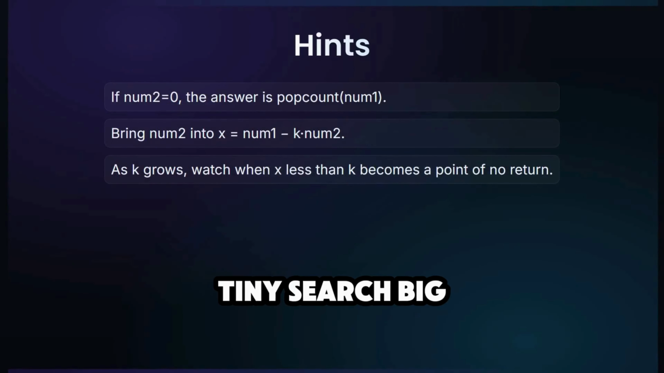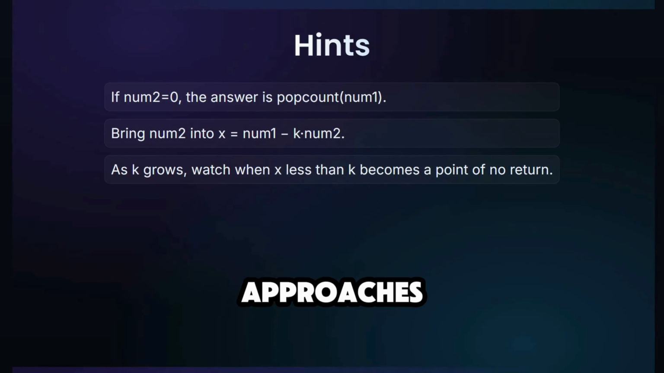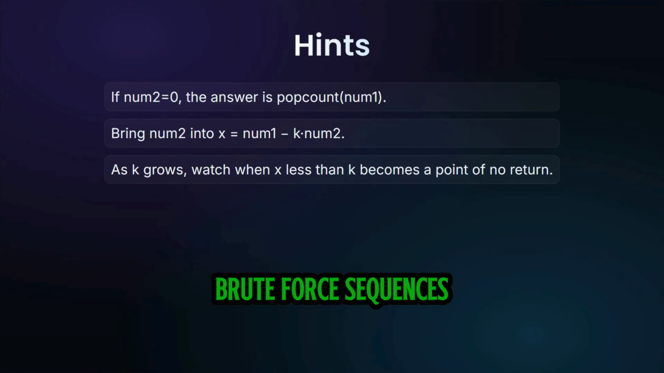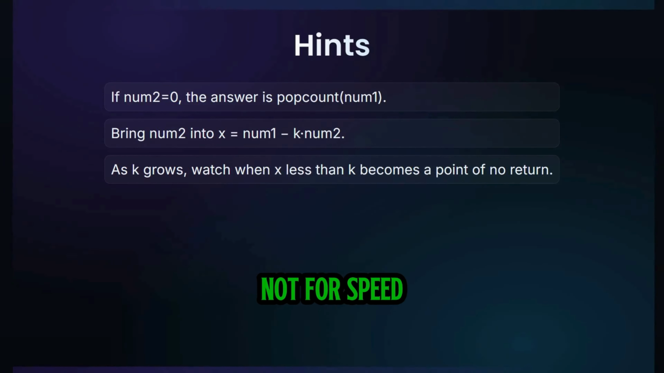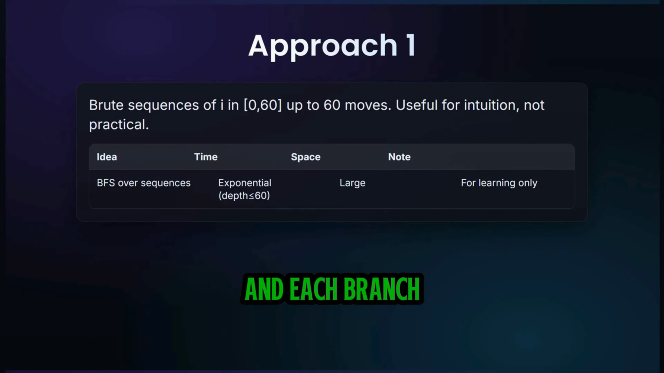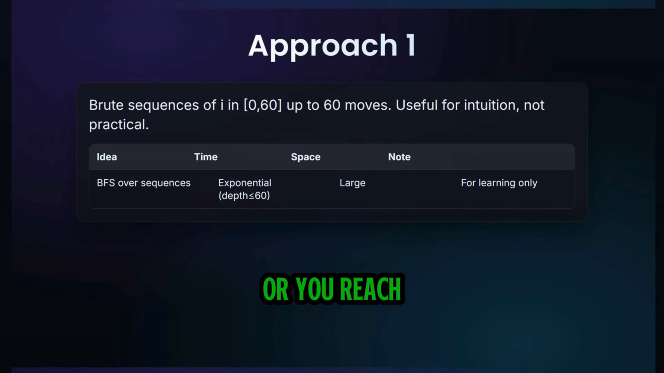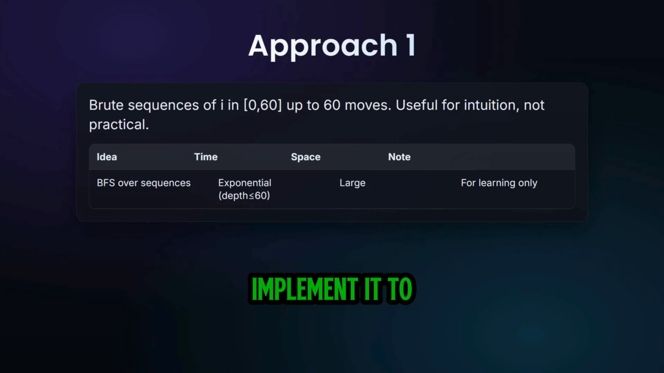Tiny search, big payoff. Let's explore 3 approaches so you see the landscape. Approach 1, brute force sequences, for intuition, not for speed. You can imagine building a tree where each level is a move and each branch is a choice of i from 0 to 60. You'd search until you hit 0 or you reach 60 levels. That blows up fast. It's useful to picture what's going on, but we won't implement it to solve the problem.